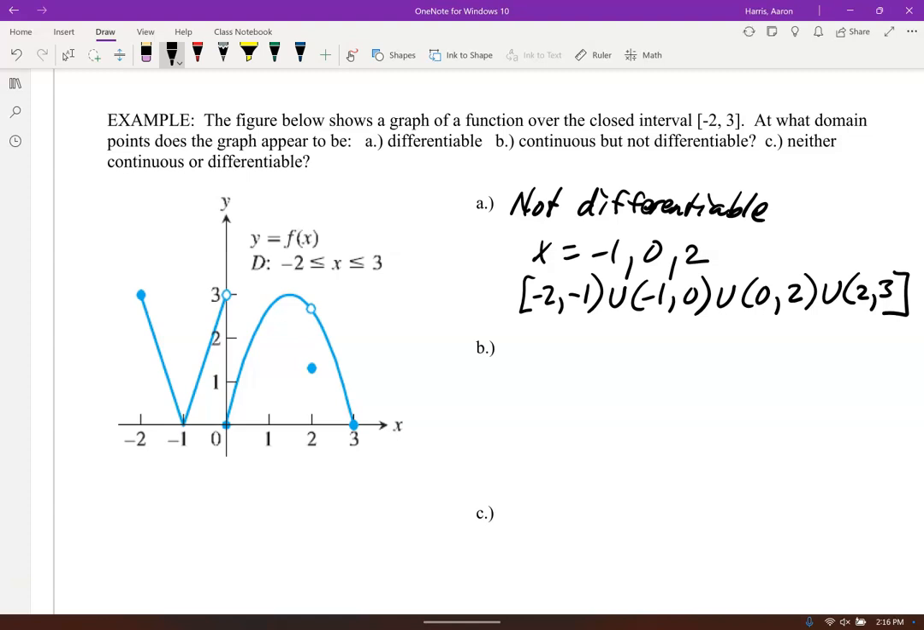Part B, where is it continuous but not differentiable? It's filled in there. I can draw it through this area, but I cannot have a corner like that or a cusp, right? Remember, it's got to be smooth and continuous. So that's where it is. It is continuous, but it's still not differentiable there.